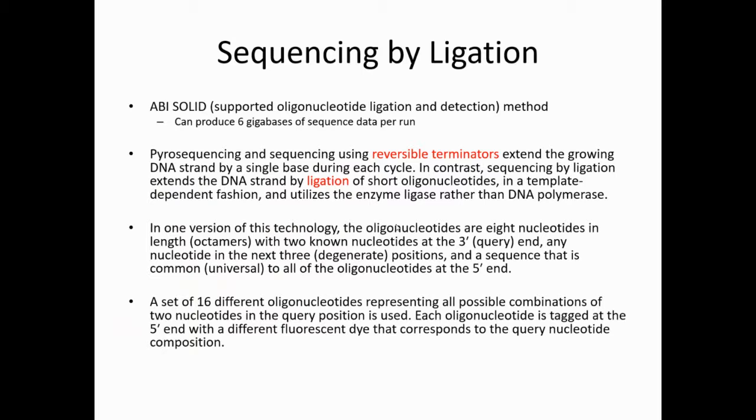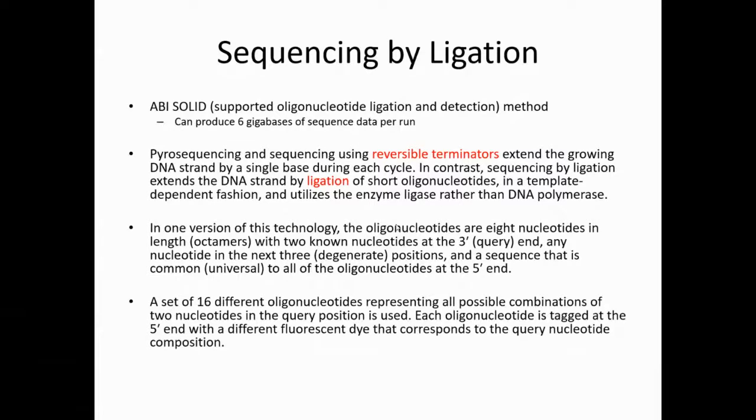So basically, to perform this sequencing, you need to have the oligonucleotide, and the oligonucleotides are 8 nucleotides in length, which is octamers. Of those 8 nucleotides, you have 2 query nucleotides at the 3' end, and then any nucleotide in the next 3, which is degenerate, right? And then you also have a sequence that is common, universal to all of the oligonucleotides at the 5' end.